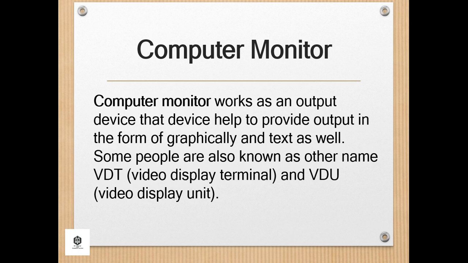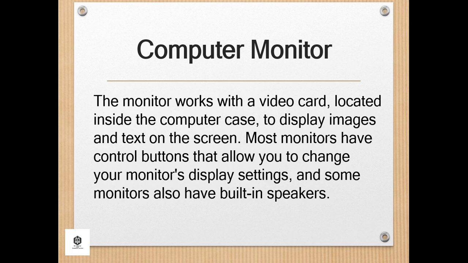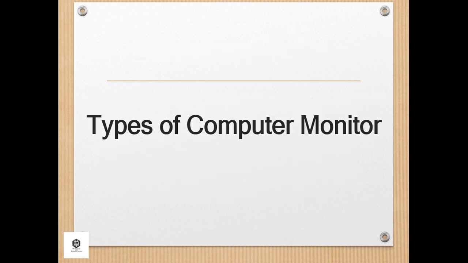Some connectors are used for connecting a computer with monitors, such as VGA, Digital Visual Interface or DVI, HDMI, DisplayPort, Thunderbolt, and more. The monitor works with a video card located inside the computer case to display images and text on the screen. Most monitors have control buttons that allow you to change your monitor's display settings, and some monitors also have built-in speakers. Let's talk about types of computer monitor.